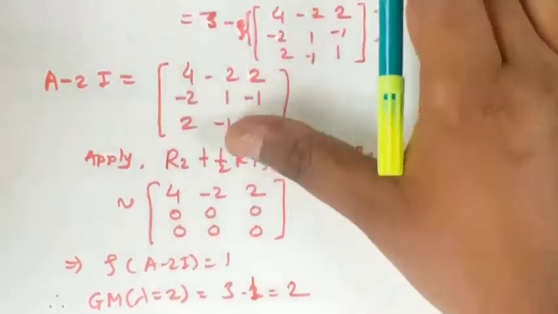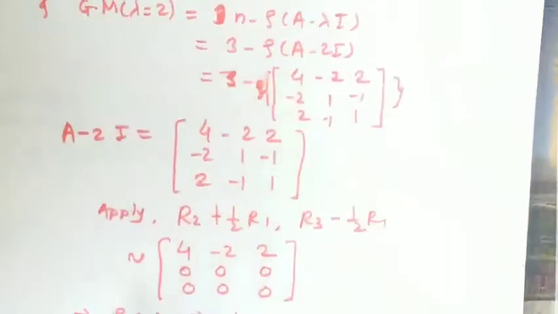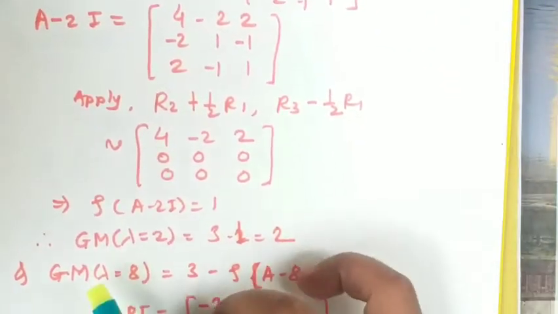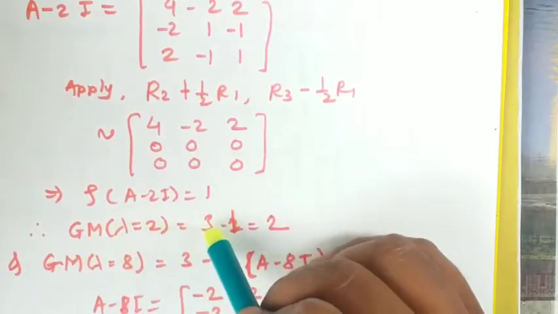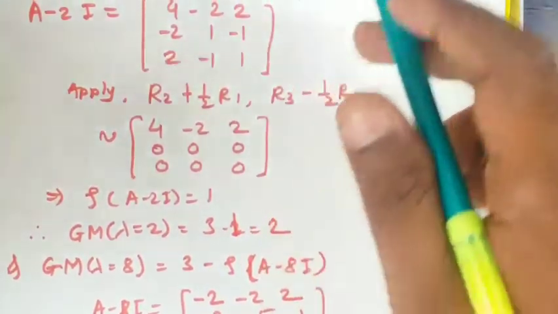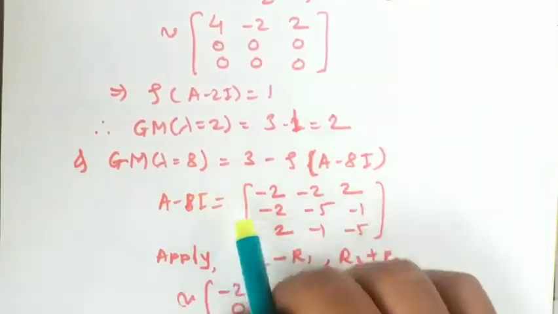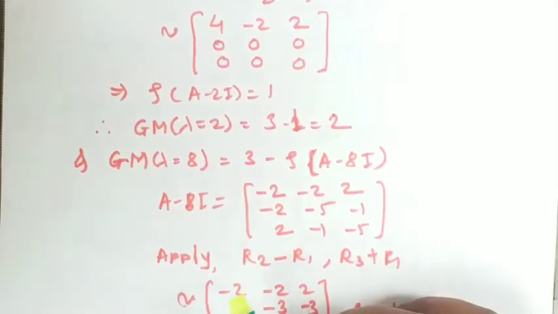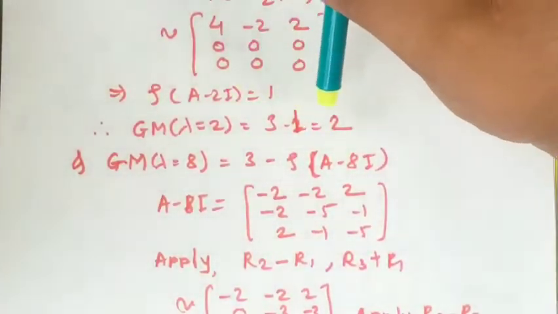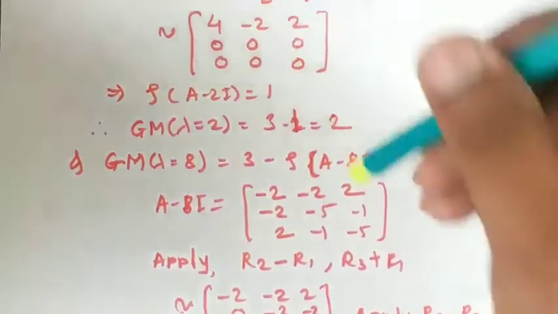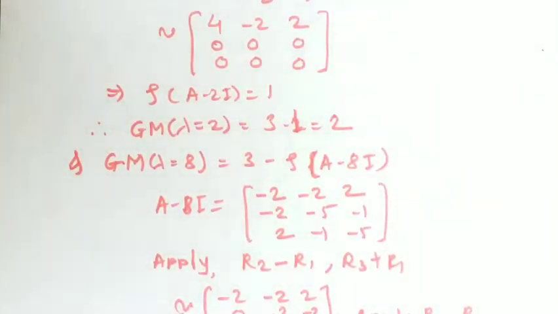Now substitute that rank here in this formula. So we'll get the difference between the 3 and the rank, which is 2. And hence, the geometric multiplicity of lambda equal to 2 is 2, which is equal to the algebraic multiplicity. Now, the second eigenvalue is repeated once. Actually, there is no need of determining geometric multiplicity. Whenever it is repeated once, then the geometric multiplicity and algebraic multiplicity are equal to 1 only for that eigenvalue.